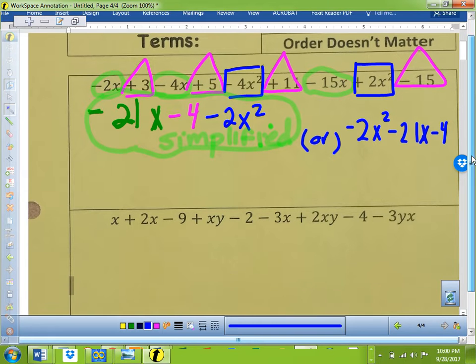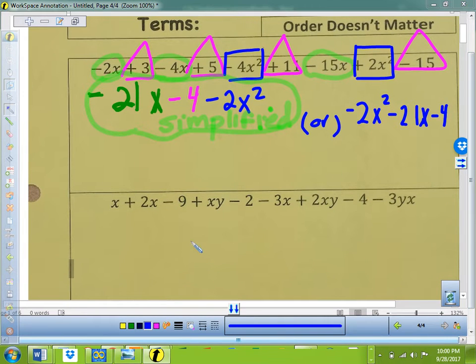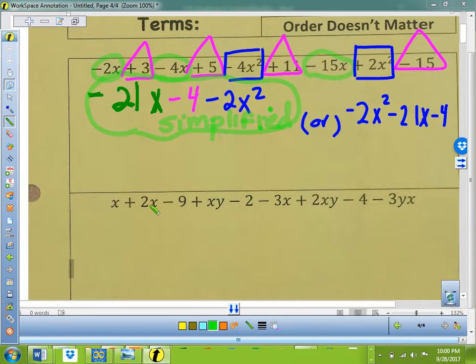So next one here, let's do it together. Look for like terms. Well, I'm just going to start here. This is the x family, so what terms would go with that? Well, this one would, positive 2x. That would not, negative 9. The xy family would not be the same as just x. But this one right here would be a like term with that family. And I think that's about it.